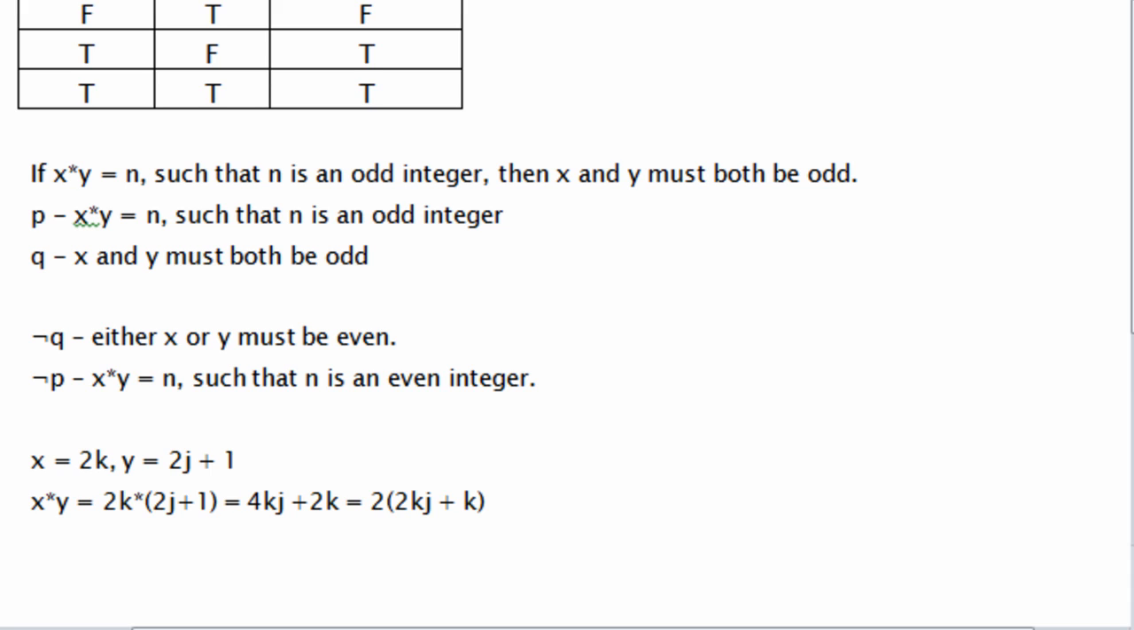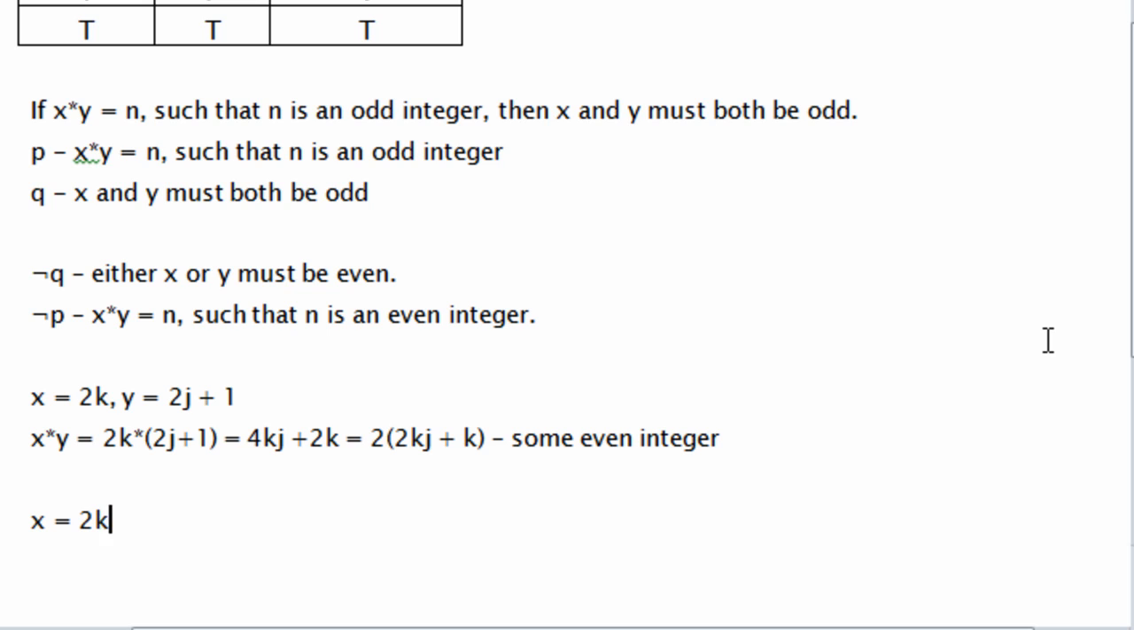And again, by the definition of even integers, we have 2kj plus k is some arbitrary integer. We don't know what it is. It could be even, it could be odd. But then once we multiply 2 by it, it must be even. So this is some even integer, which is what we were trying to prove, not P. So when x is even and y is odd, then x times y equals an even integer. And we can see the same thing happens when they're both even.